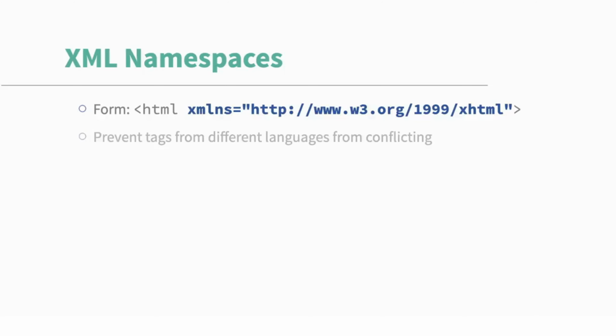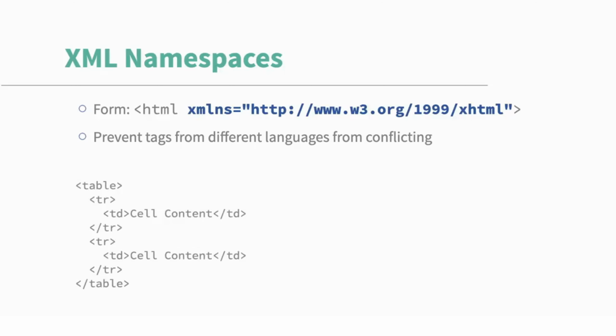XML namespaces are used to prevent different tags from different languages from conflicting with each other when you try to use them in the same XML document. Remember, X in XML stands for extensible, so I can define my own tags. If I want to create an XML document that includes tags from different tag sets, there's the potential for someone using the same name for a tag that I've decided to use for my own purposes. So let's take a look at an example.